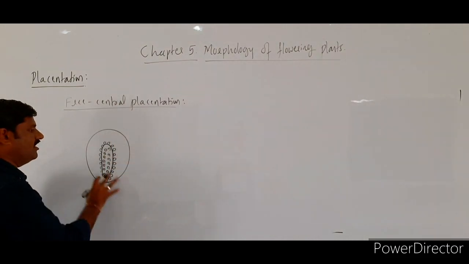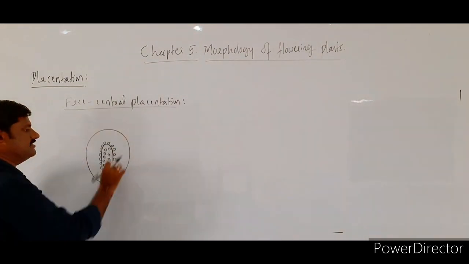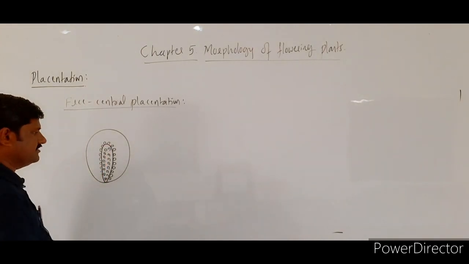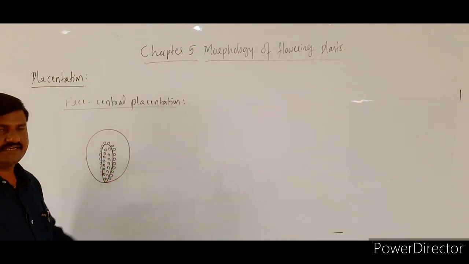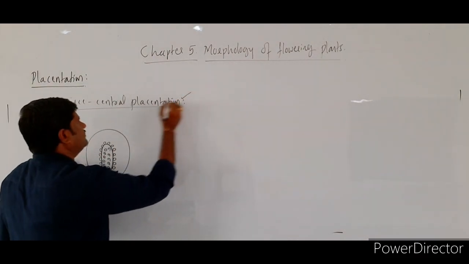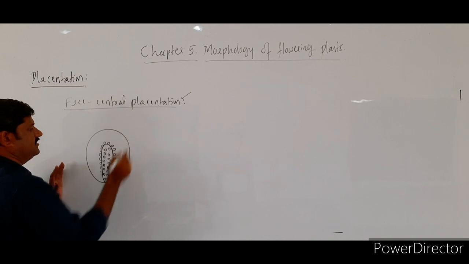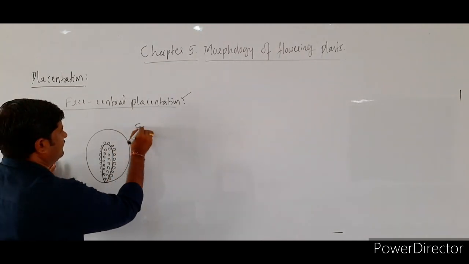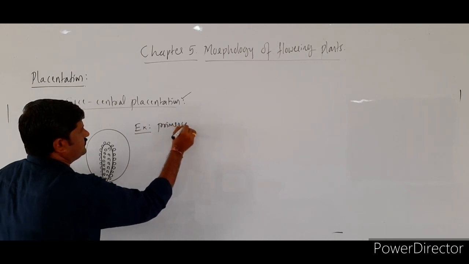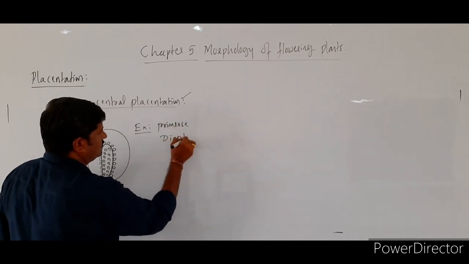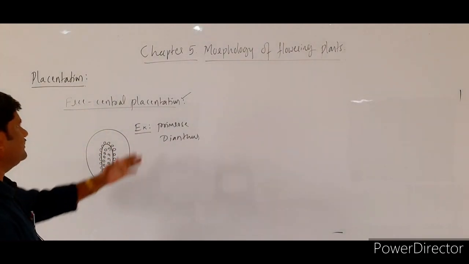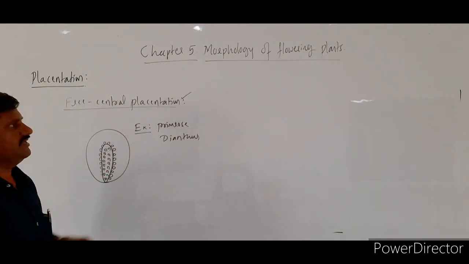And this kind of placenta is said to be a free central one, which is located at the central axis. Hence, the type of placentation itself is free central placenta. So, the best examples for this one are primrose and dianthus. Dianthus and primrose are the best examples for free central placentation.